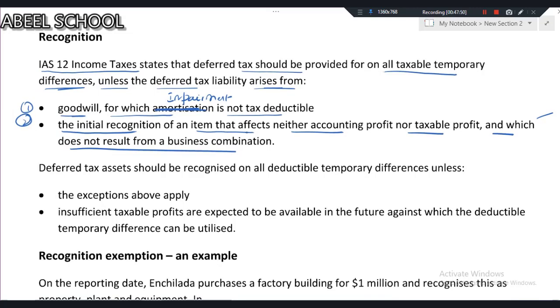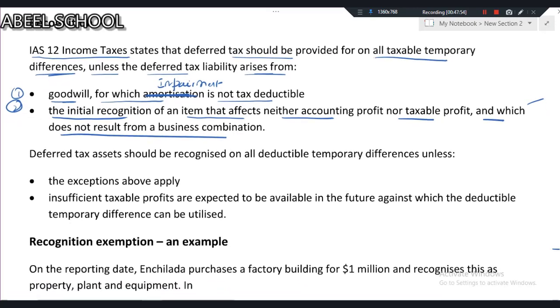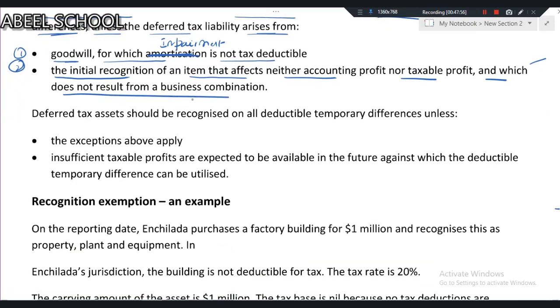Initial recognition of an item that affects neither accounting profit nor taxable profit and which does not result from a business combination. A deferred tax asset should be recognized for all deductible temporary differences unless the exceptions above apply. Because of the above, you are not supposed to recognize the asset also. If the asset is coming because of these points 1 and 2, you are not supposed to recognize even the asset.